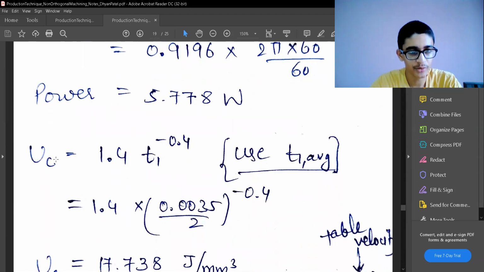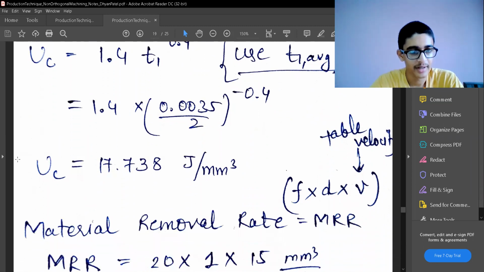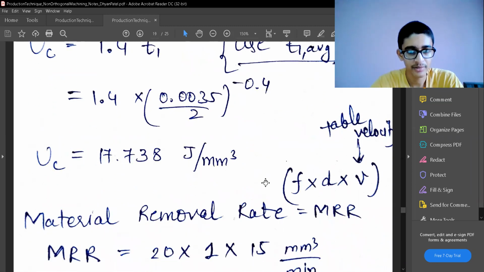So this was Uc, that is the specific cutting energy, that was U naught T1 raised to minus 0.4, which I introduced to you in much earlier videos in which I introduce you to the specific cutting energy approach, which was just after the Merchant's solution. So over here we need to use T1 average instead of T1 max, because this T1 is the average T1. So that is the maximum T1 divided by 2 directly. And Uc from there comes out to be this value.